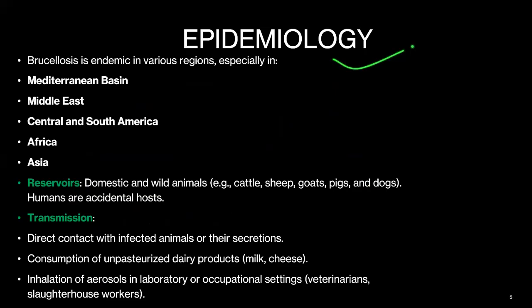If we look at the epidemiology, it is endemic in various regions in the world like Mediterranean basin, Middle East, Central and South America, Africa, and Asia. Reservoir, it is present in domestic and wild animals like cattle, sheep, goat, pigs, and the dogs. But the humans are accidental host.